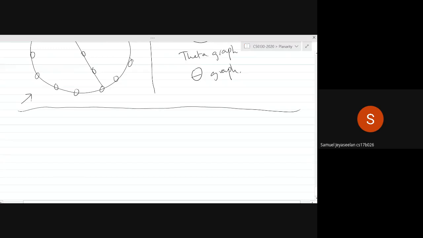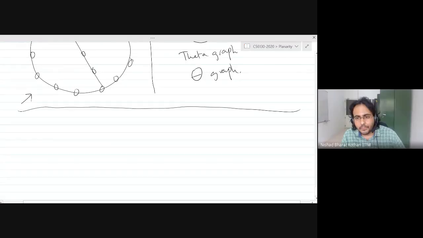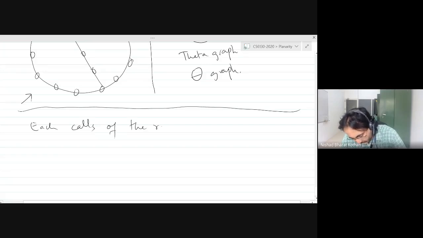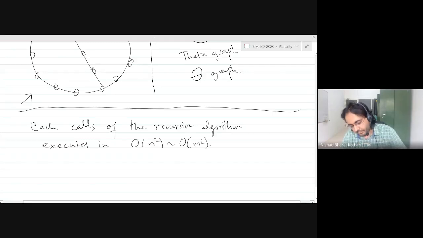Bipartite checking is not the recursive call, right? In each call, we are checking whether the graph is bipartite, except at the leaf recursion calls. So each call of the recursive algorithm executes in order n square time, which is the same as order m square, if you like.